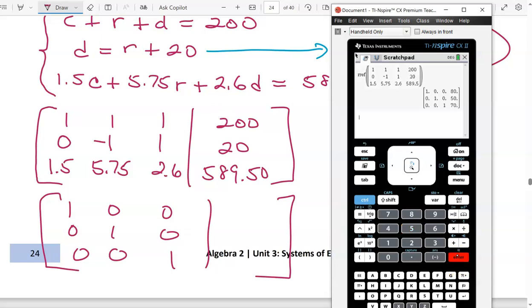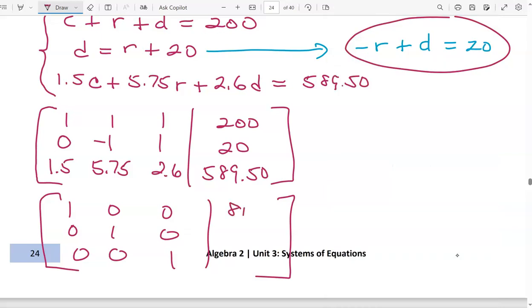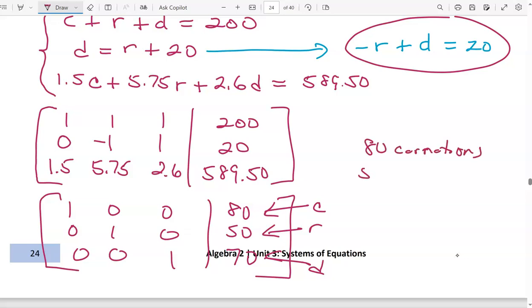And that's going to give us 80, 50, and 70. And we have to be careful what order here. 80 is the number that corresponds to C, 50 is R, and 70 is D. So that means that there are 80 carnations, 50 roses, and 70 daisies.